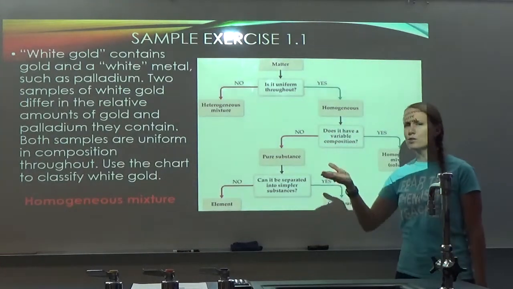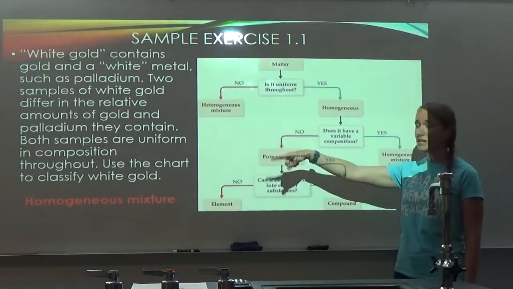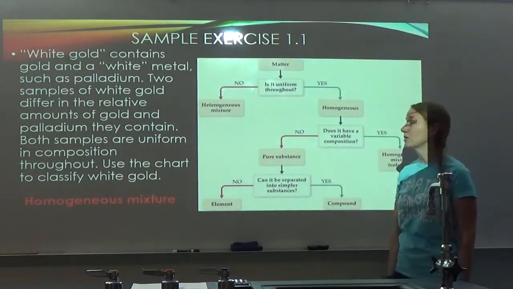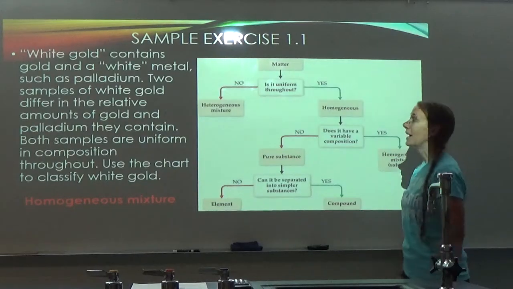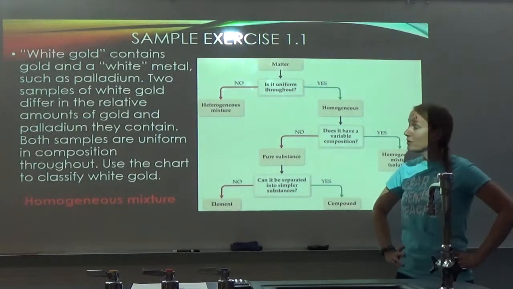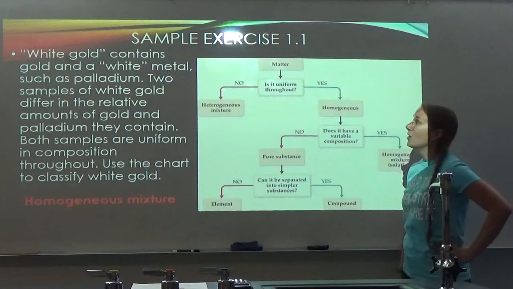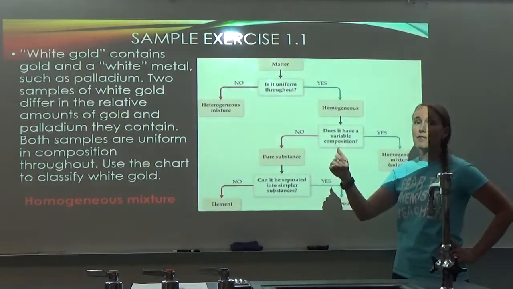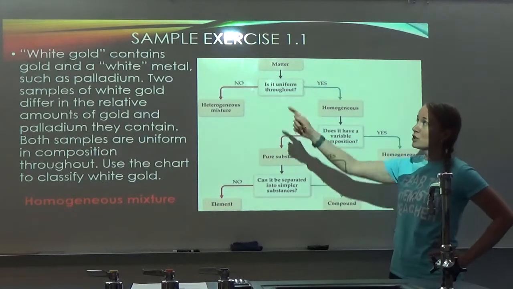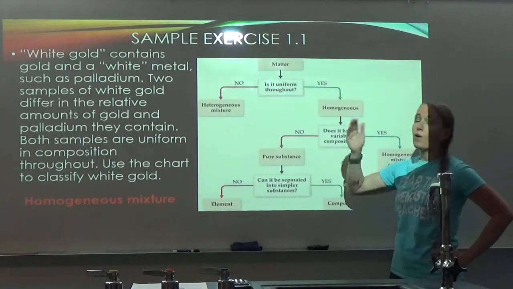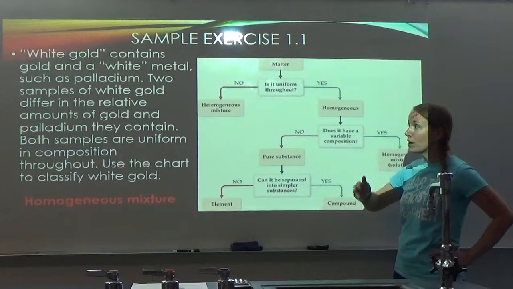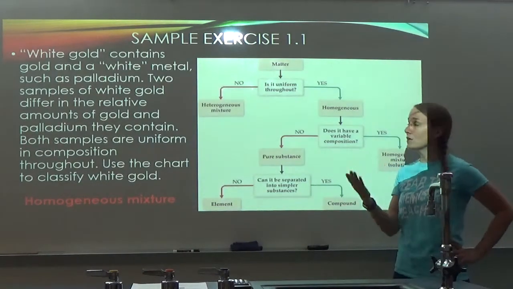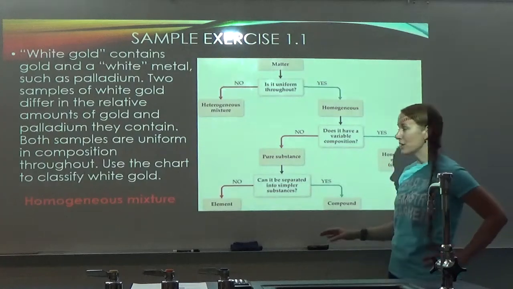Now, hopefully you should be able to easily do this question without this chart. If you struggled with the chart, or if you needed the chart at all, that is a huge red flag for this class, just saying. Hopefully you could have just read the statement and immediately figured out that obviously it's a mixture. They told me it's a white metal such as palladium and gold, and you should know what white gold looks like, and you can't see the differences, so that should have immediately made you think homogeneous mixture.